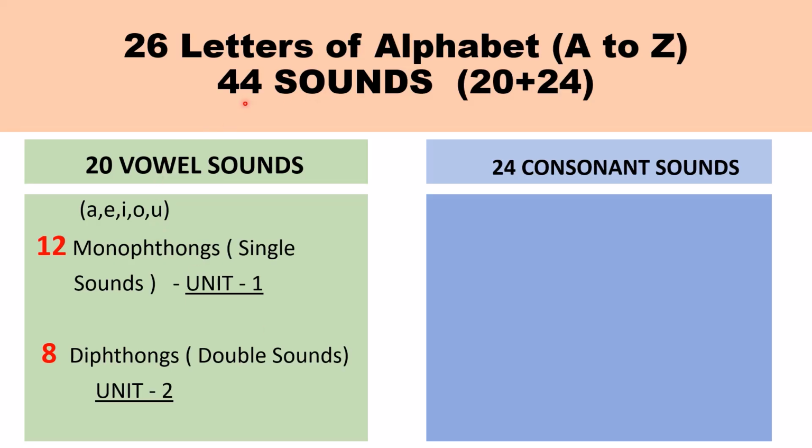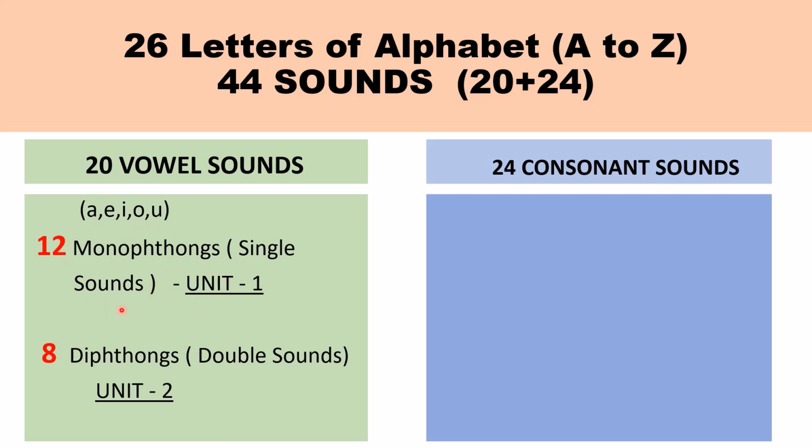Okay, now let us go deeper. These 26 letters of the alphabet give rise to 44 sounds, as I told you, and these 44 sounds can be classified into 20 vowel sounds and 24 consonant sounds. Vowel sounds, you all know there are 5 vowels: A, E, I, O, U. These 5 letters are the vowels and they give rise to 20 vowel sounds. Out of these 20 vowel sounds, you have 12 monophthongs and 8 diphthongs. 12 monophthongs means single sounds. They produce only one sound.